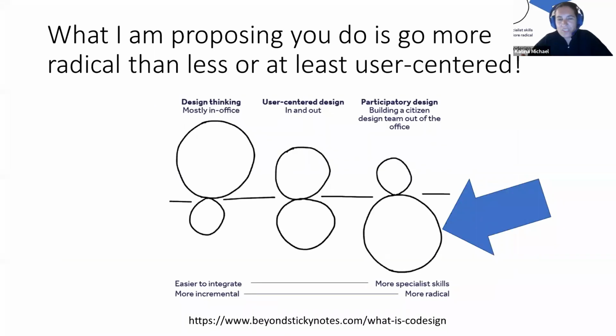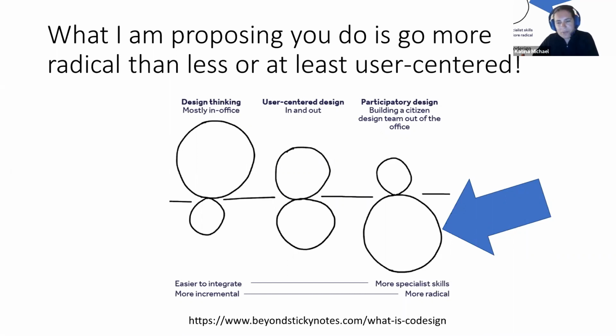So traditional design thinking is mostly in the office, basically your consultant office or a service provider office or company office. Your user-centered design is almost like a 50-50. You're in and out of the office. You are talking with users in the field, but your truly participatory design means that you're almost always out of the office. You're consulting with users. You're talking to users about what they need.